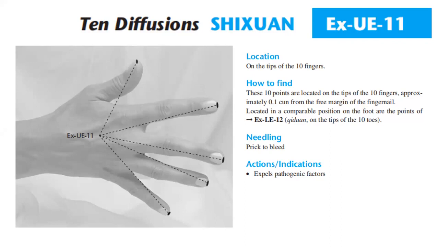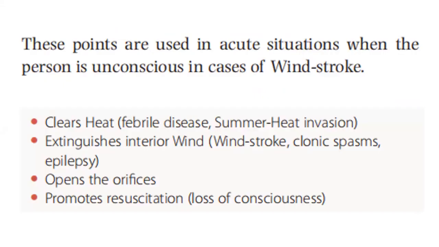Needling: prick to bleed. Actions and indications: to expel pathogenic factors. These points are used in acute situations when the person is unconscious, in cases of wind stroke. It clears heat in febrile disease and summer heat invasion. It extinguishes interior wind in wind stroke, clonic spasm, and epilepsy. It opens the orifices and promotes resuscitation in those with loss of consciousness.